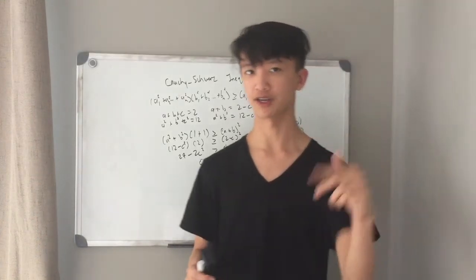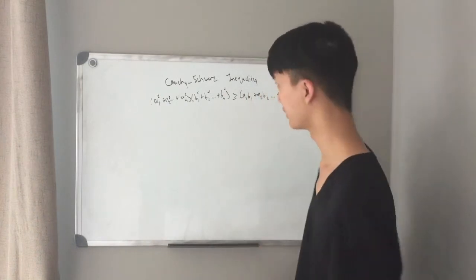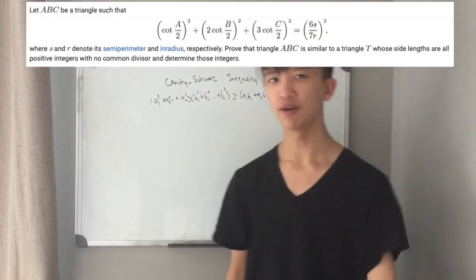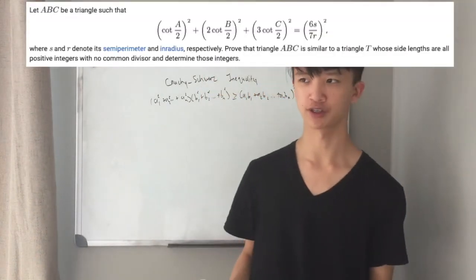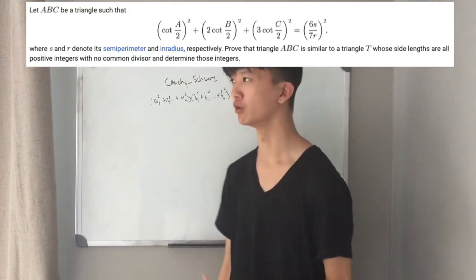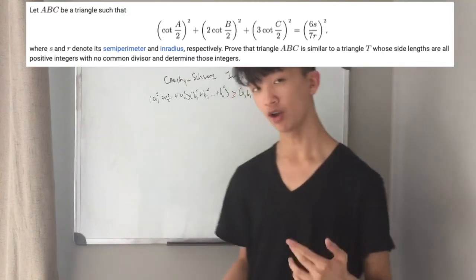Alright, and now on to the next problem. Alright, and now our problem is right here. So you may first look at this problem and be extremely confused, as in what are you supposed to possibly do with all of these cotangents? But let's draw a diagram.